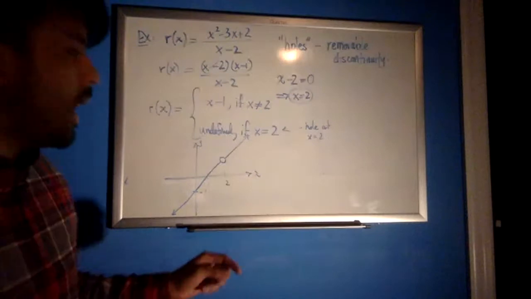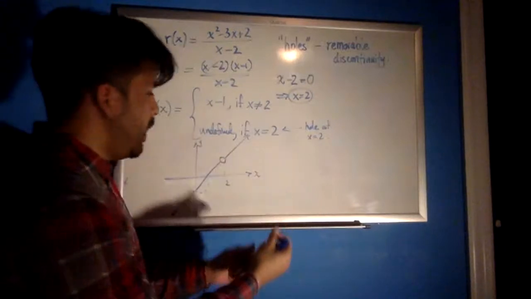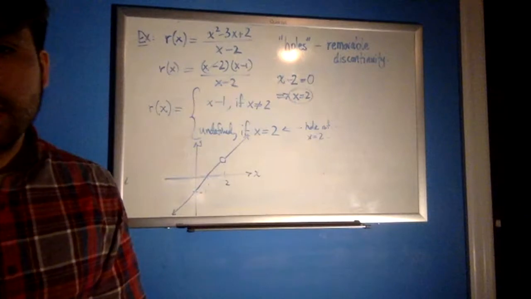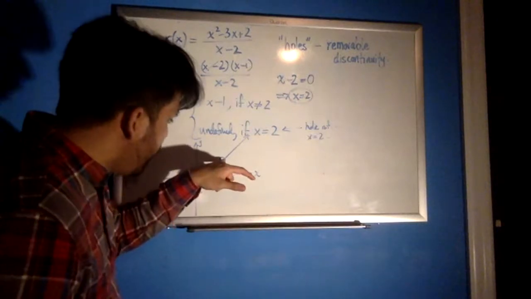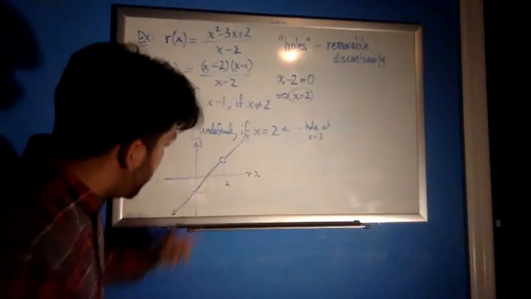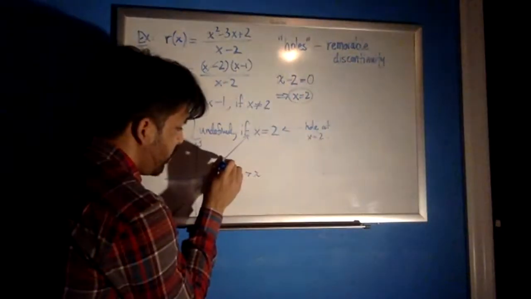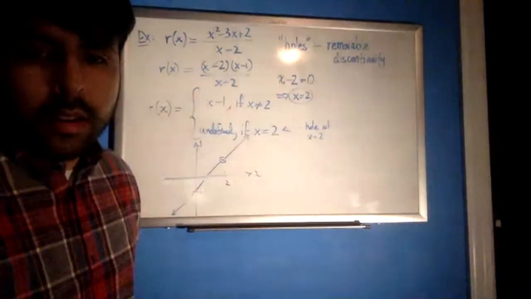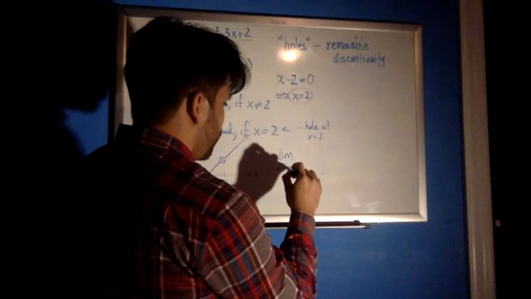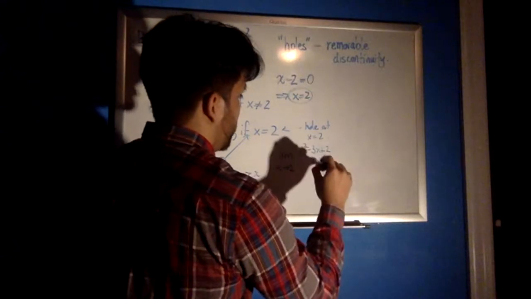Now, the question is, how can I remove the discontinuity? Well, I can remove it by filling this in. But how do I fill this in? I have to figure out, what would this value be? If I were to fill it, and if I were to go straight through, what would this be? And it just so happens that whatever this value is, it's exactly the limit at 2. So then the question is, what is the limit as x approaches 2 of my function, x squared minus 3x plus 2 over x minus 2.